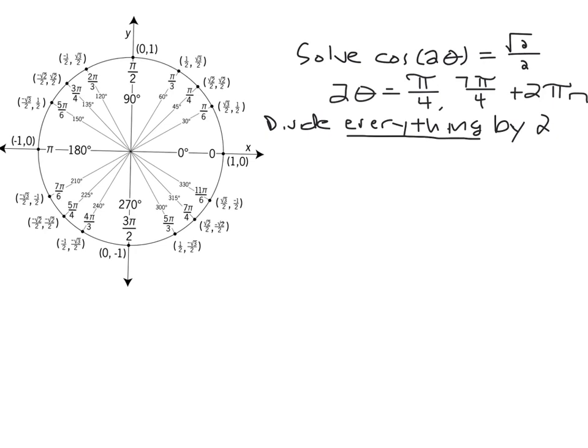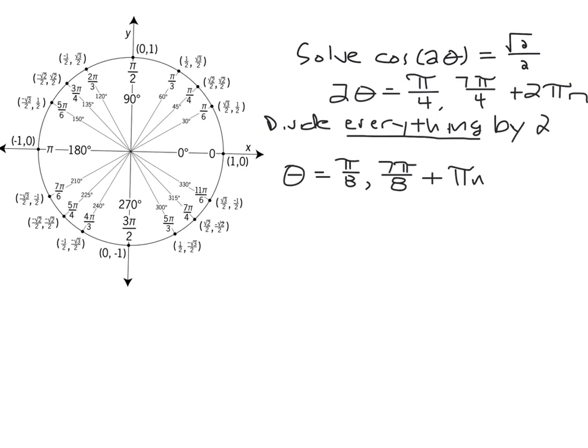In other words, to solve for theta, we get theta equals pi over 4 divided by 2 is pi over 8. To divide a fraction by 2, you just double the denominator. 7 pi over 4 divided by 2 is 7 pi over 8. And then the plus 2 pi n also gets divided by 2, so it's now plus pi n. That's the thing that people have a hard time remembering.